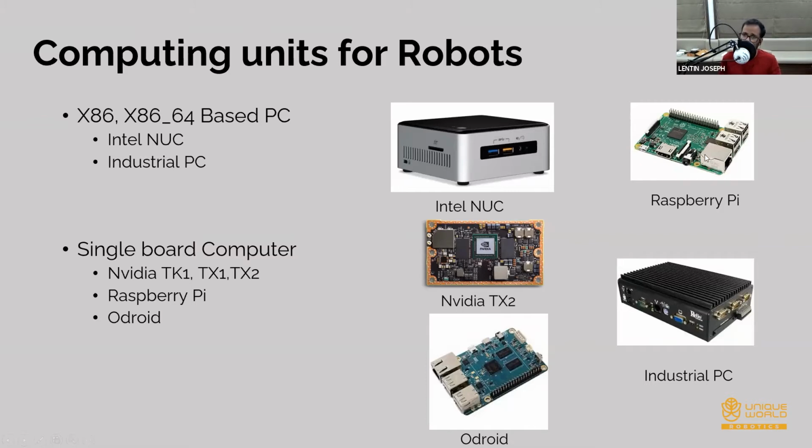There will not be full support for some libraries and all. But if you are looking for a miniaturized desktop PC, then you can go to Intel NUC. This is a mini PC that we can use in robots. Very powerful, and you can simply use it like a desktop computer. So this is an important part of a robot.